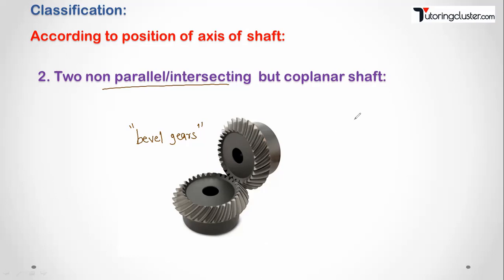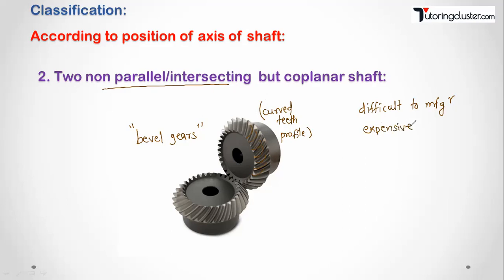these are going to be difficult to manufacture, because you can see how the teeth are cut. They are almost at a desired angle, at an angle, you can say curved teeth profile. So obviously these are going to be difficult to manufacture and these are going to be expensive.